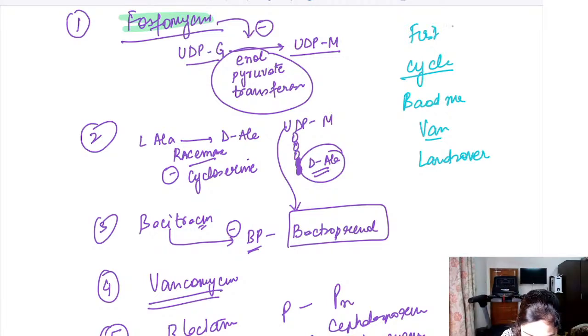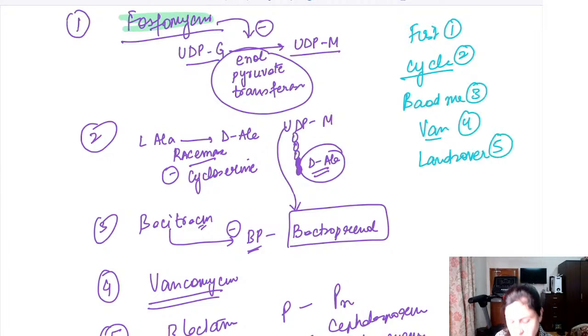So first step is phosphomycin, cycloserine, then bacitracin, vancomycin, Land Rover. So first cycle and then gradually vancomycin and then Land Rover. So this is the order you remember, because this has been asked before. There are chances they might ask it to you in some other way. So this is the mechanism that you have to know.